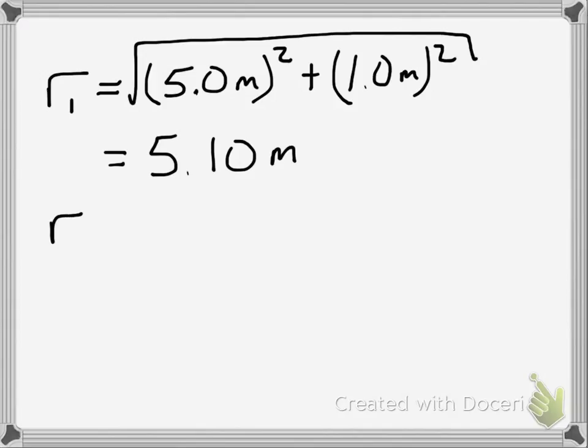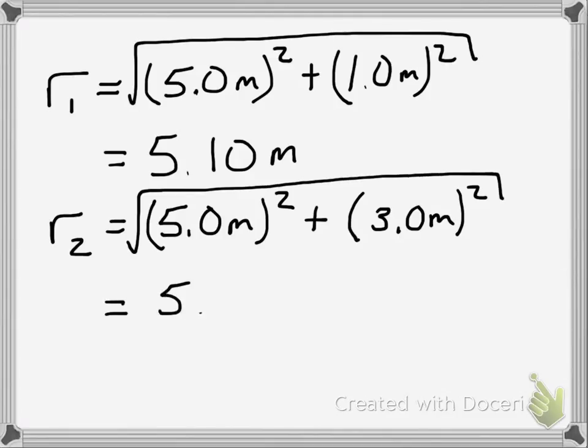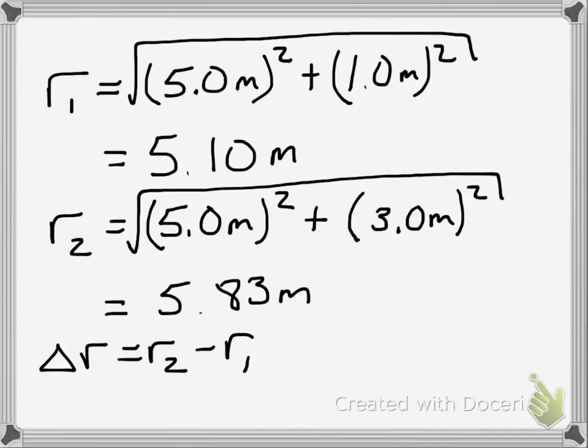For the second speaker, it is also 5 meters away in the horizontal direction, but this time the listener is going to be 3 meters away from the lower speaker in our diagram. Distance formula again, and we find that our distance to the second speaker, the further speaker away, is 5.83 meters. Our path length difference then is going to be the difference between these two distances, so R2 minus R1. If you plug in those numbers, you'll see that that is 0.73 meters difference. So our path length difference is 0.73 meters.